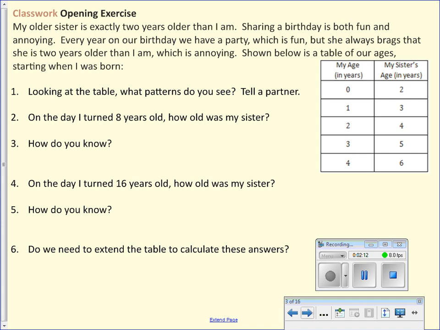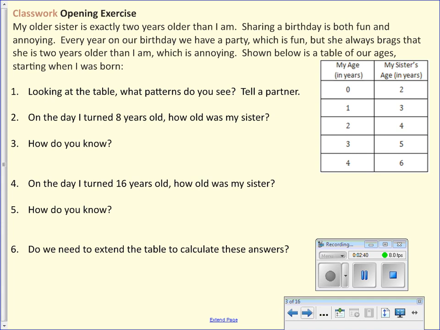You see the word relationships in science when you're writing your conclusion. The relationship between the boiling point and how much salt you added to your water. So we're talking about relationships, the relationship of this to this. How are they connected? So what is that relationship? What do you notice between my age and my sister's age every single year?